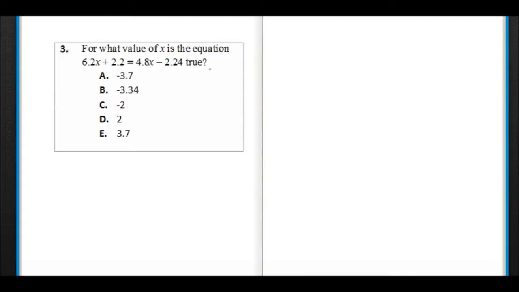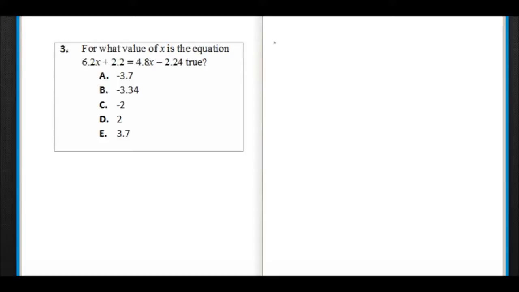Looking at the actual question, it looks like we're going to have to solve for x using some basic algebra, and it is question 3, so that's a pretty good assumption there's going to be some fundamental concepts in algebra. All right, here's the question. For what value of x is the equation 6.2x plus 2.2 equals 4.8x minus 2.24 true?